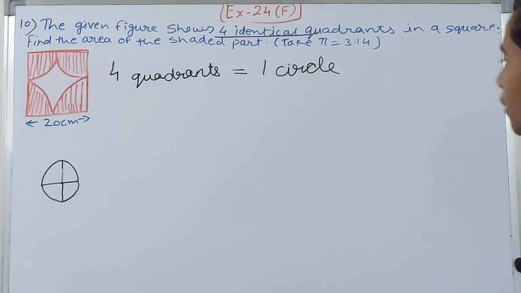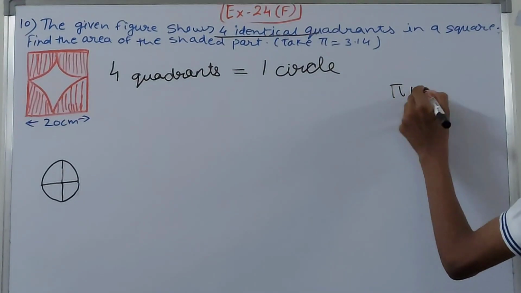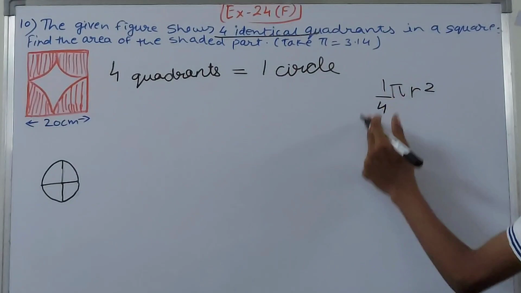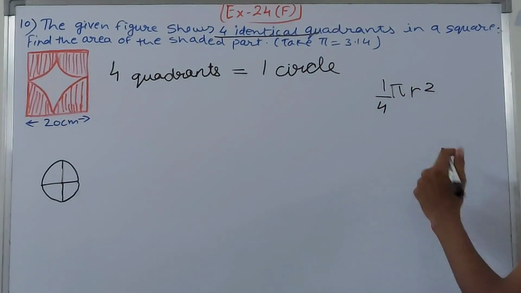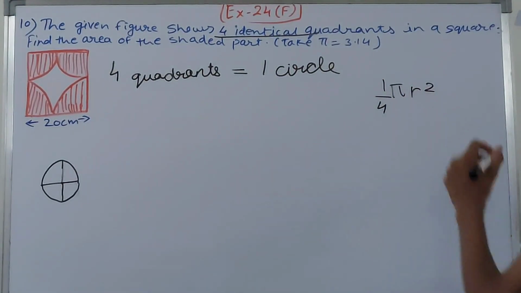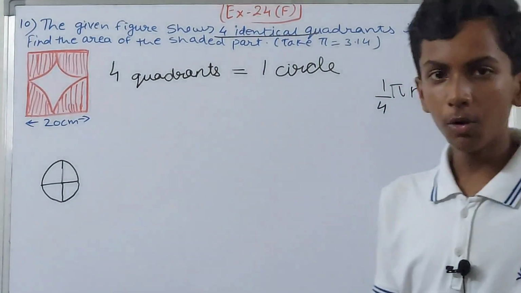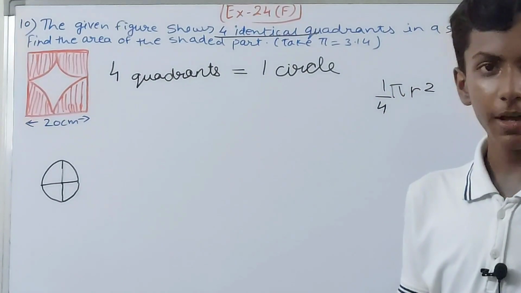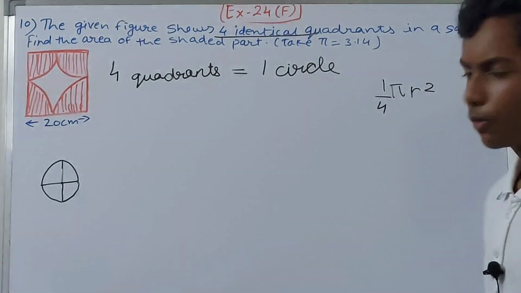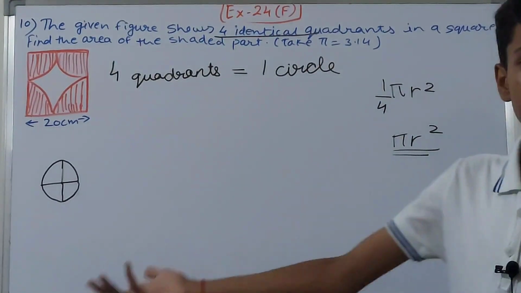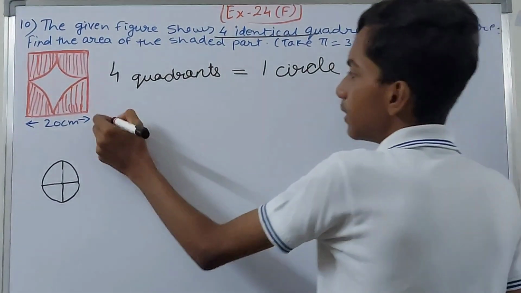What do we do in 4 quadrants? See, pi r square is for the entire circle. Now for 1 quadrant this will become 1 by 4 pi r square, and then you'll multiply it by 4 and everything. That will make it a lot more tedious task. A lot of effort will be required to solve that. So why not simply calculate the area of the entire circle, and that will be your answer, right? That is what we'll do.